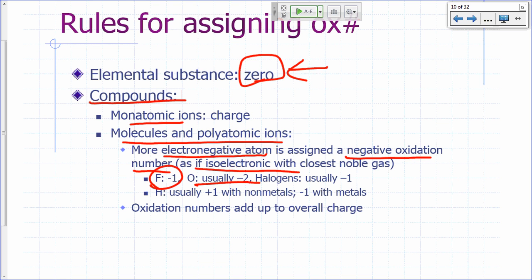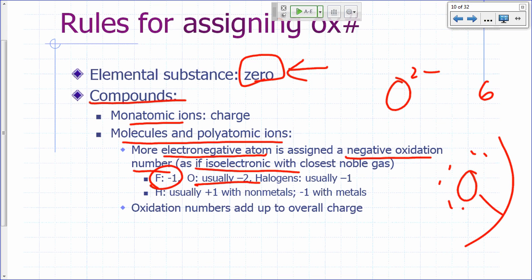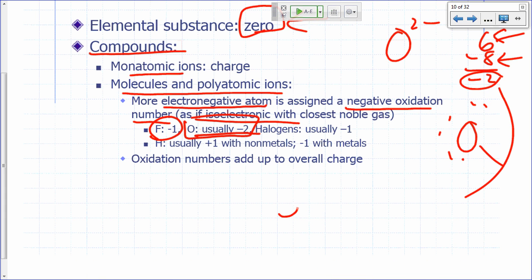Oxygen is usually -2 because that's the second most electronegative element. Oxygen gains 2 more electrons, becomes isoelectronic with a noble gas. Anytime oxygen bonds with another atom, it owns the shared electrons. So it ends up having 8, 6 by itself, 8 in a noble gas-like configuration. Oxygen will have an oxidation number of -2. What's one exception? If it's combining with fluorine, right? Oxygen versus fluorine, fluorine wins.